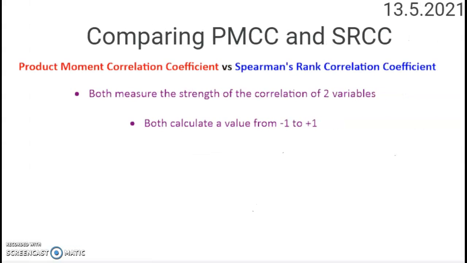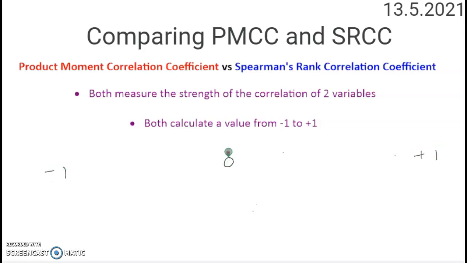Okay? So, Product Moment Correlation Coefficient, Spearman's Rank Correlation Coefficient. What do they have in common? They are both a measure of the strength of the correlation of two variables. Now, PMCC at GCSE level, you don't have to calculate. They will just tell you what it is in the question and ask you to talk about it. But Spearman's Rank, which is what we looked at last lesson, what you've done in the start of today, you have to be able to calculate as well. But they are both still a measure of the strength of the correlation, and that's important. They're also both on the same scale. They're both a value in between -1 and +1.